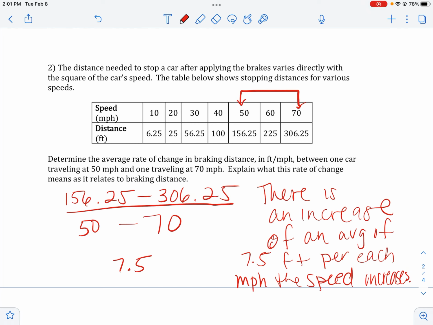Sorry for my very sloppy writing. There is an increase of an average of 7.5 feet per, sorry, it shouldn't say per each. 7.5 feet each mile per hour the speed increases.